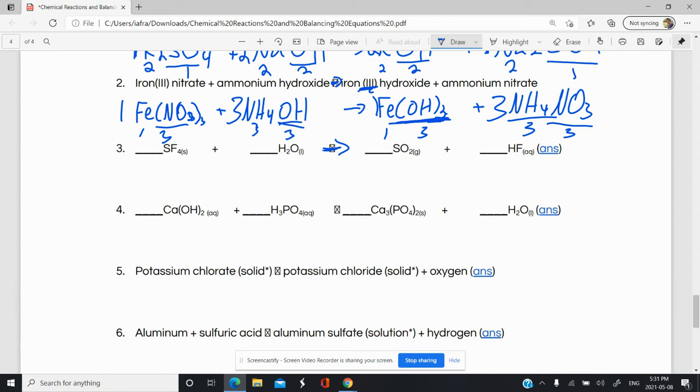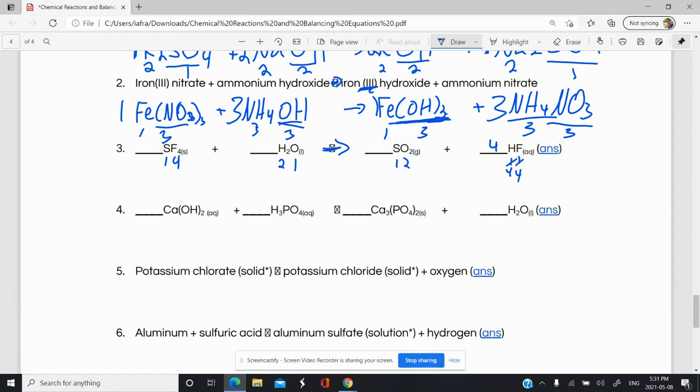So if I want to balance, I'll start off by balancing the F's. So 1 S, 4 F's there. 1 S, 2 O's, 2 H's, 1 O, and then 1 F here, and 1 H. So I'm going to get 4 F's. So I'm going to put a 4 here, and that'll give me 4 H's and 4 F's. So the F's are balanced.